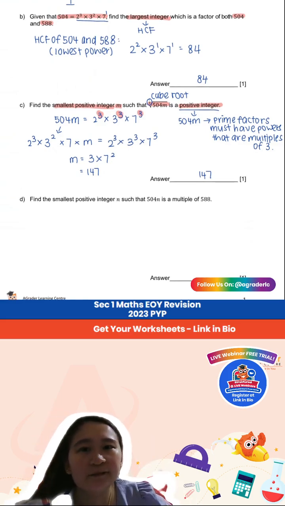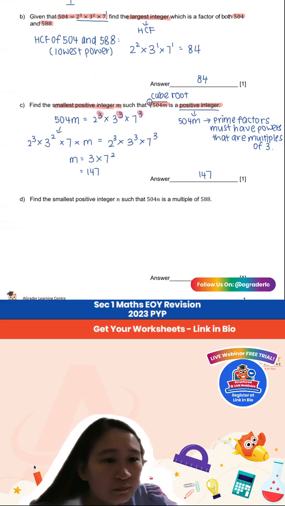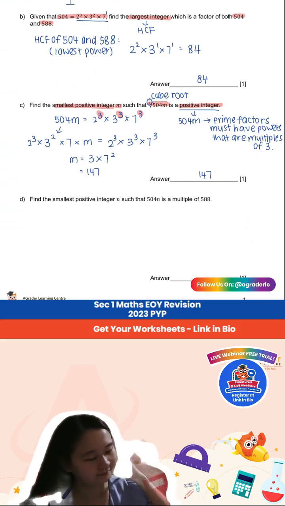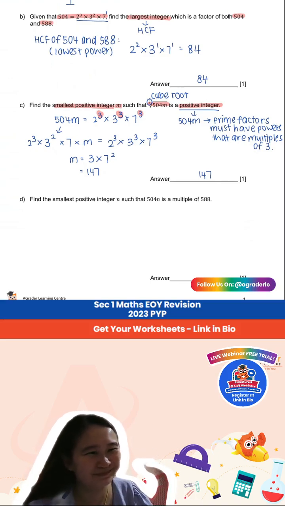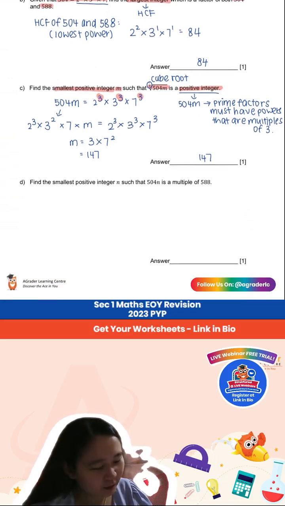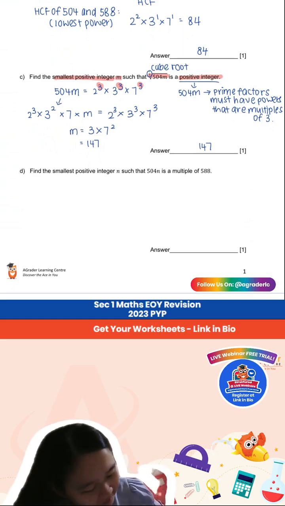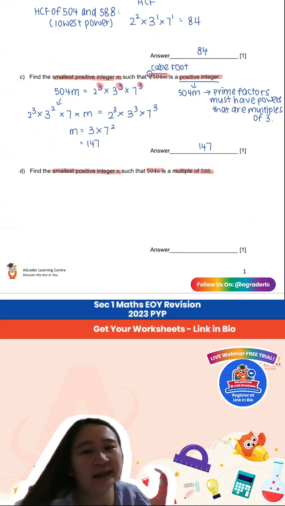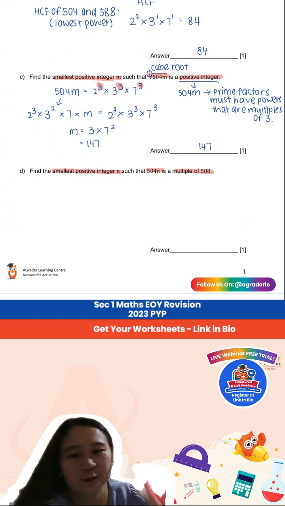Yep, part D is 7, correct? What is the smallest positive integer n such that 504n is a multiple of 588? They are talking about multiples here.